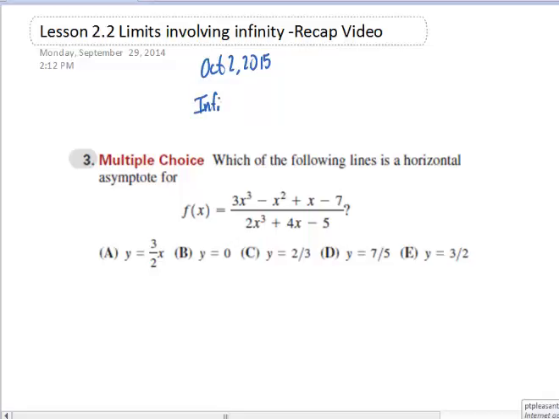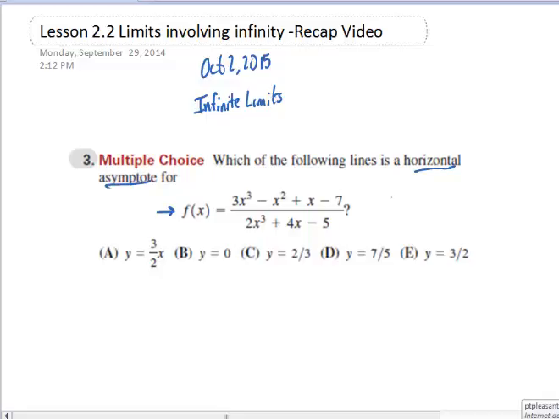We were working on lesson 2.2, the second part: infinite limits, not limits at infinity but infinite limits. So we started off the lesson talking about a problem from last night where we want to find a horizontal asymptote for this function by considering end behavior.